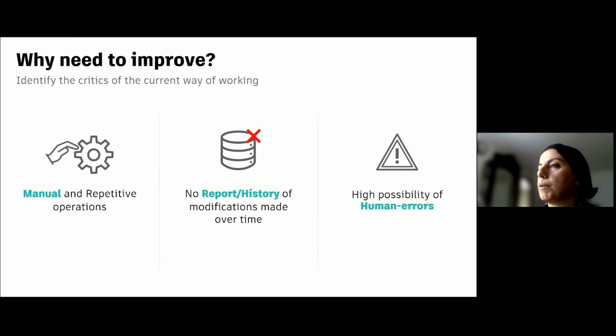At the same time, when we do the design, sometimes we need to have report or history of modification, because the design keeps changing from day one until the end. So that's why we need to have history of modifications made over time. And finally, when you deal with a lot of design and a lot of parameters, you have a high possibility of human errors. And in this case, that's why we need to shift to something more efficient, which is automation process. Next, please.